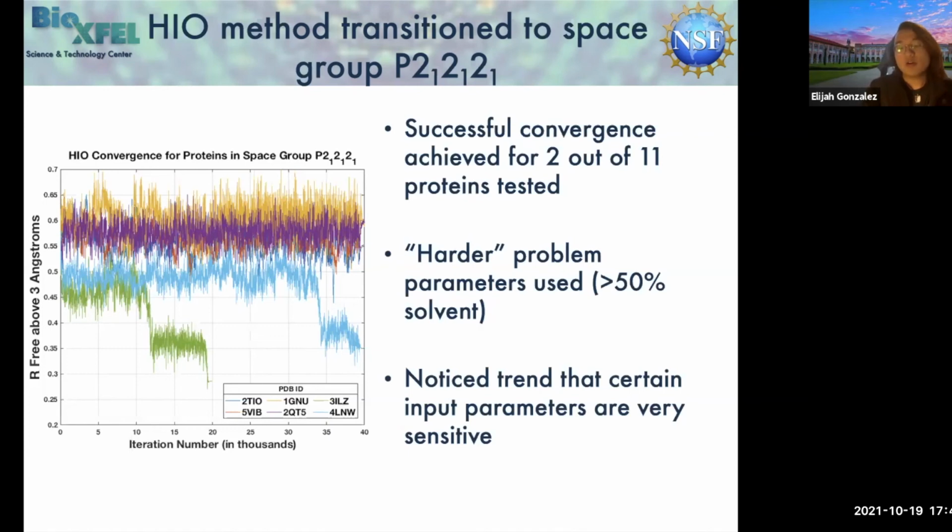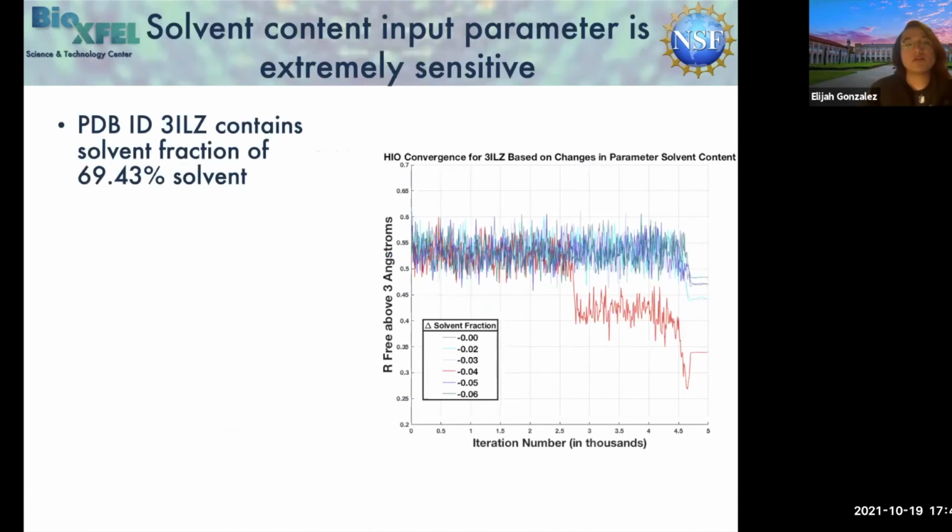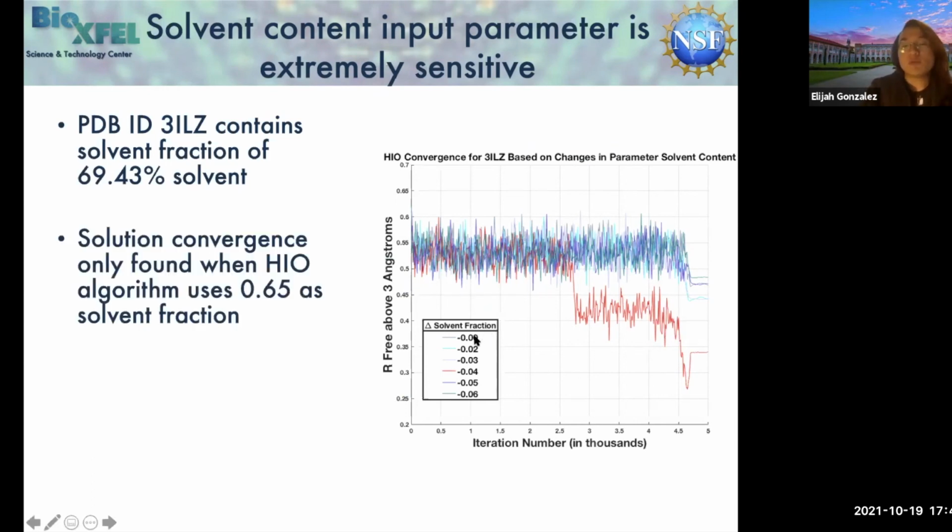And so what we'd also like to do is try messing with some of these input parameters. One of them that we messed with was solvent fraction. We say a delta solvent fraction because in the PDB, we know that it was deposited with some sort of recorded solvent fraction. But if you actually were to use the solvent fraction that is recorded in the PDB, you won't actually have HIO convergence. And so what we tested is what is the range for solvent fractions that are different from the actual solvent fraction deposited? So what is this so-called delta solvent fraction that you have to use in order to get to solution convergence?